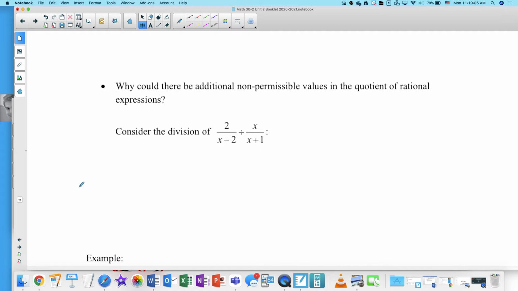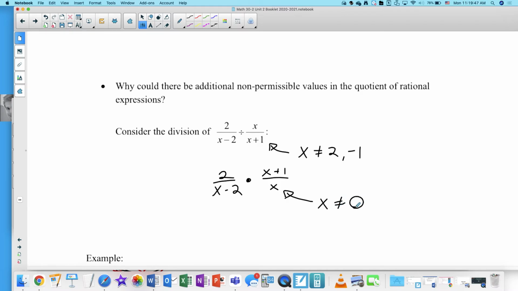There may be, not necessarily added non-permissibles, because right now, our non-permissibles over here are x cannot equal 2 or -1. But as soon as we write this in terms of multiplication, sorry, I don't like using x's for multiplication when I'm using x's for variables. There we go. Okay. I now have an additional factor in my denominator of x. So I have to state that as well.